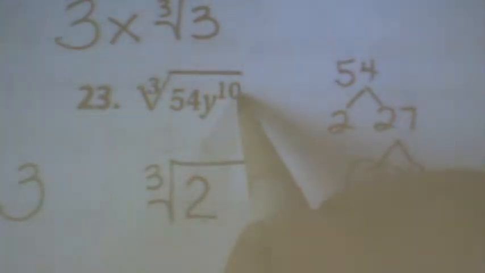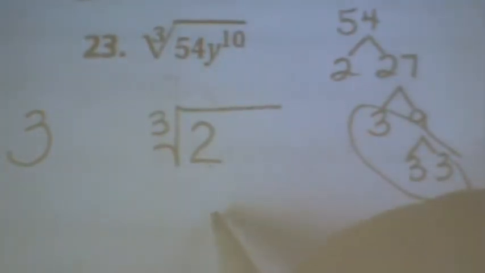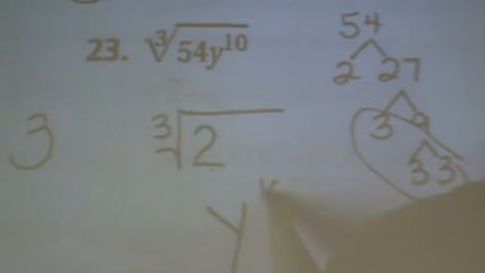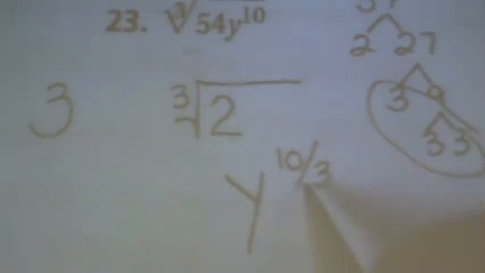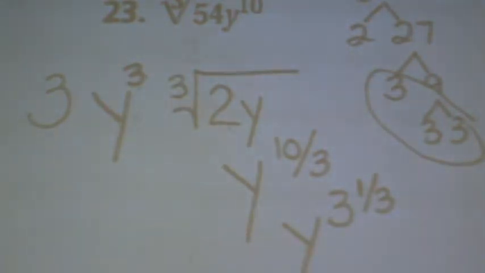Now we've got 10 y's. I'm not going to write 10 y's out, so I'm going to write y to the 10/3. If I convert this to a mixed number, this is 3 1/3. So I've got y to the 3rd outside, y cubed, and then there's 1 y fraction left inside. Picture in your head 10 y's in a row: you've got 3 sets of y's and 1 remaining. So this is your answer right here.